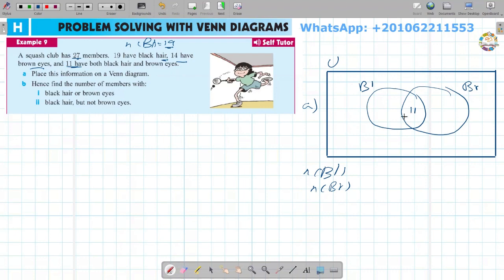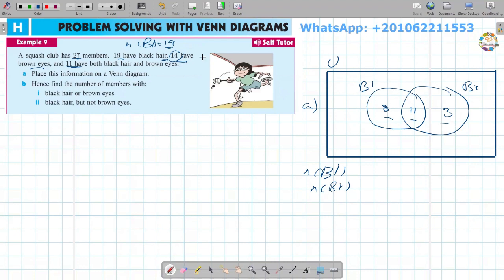Then to find the rest, black intersect with the complement of brown should be 19 minus 11, because here we have 11 already. 19 minus 11 should be 8. And in brown, in all, we have 14 members, with 11 common between black and brown eyes. Then here we have only 3 members, because 14 minus 11. Okay, then we have 8, 11 and 3.